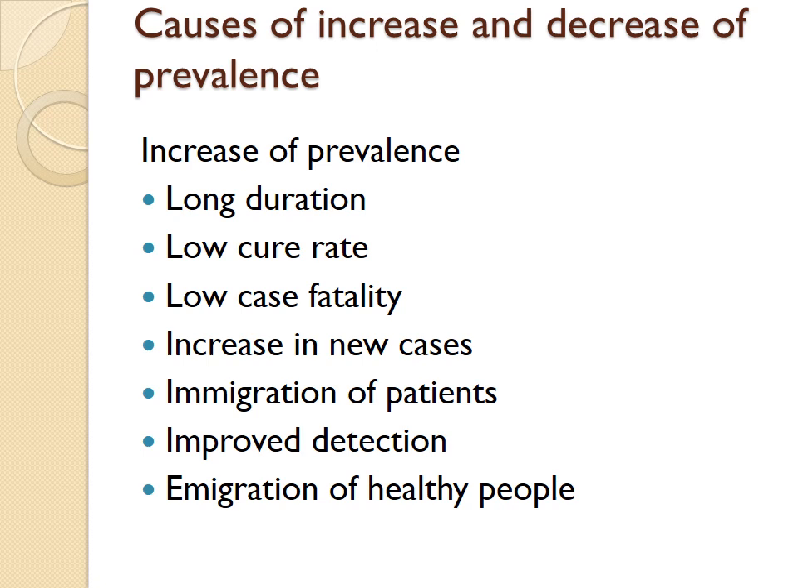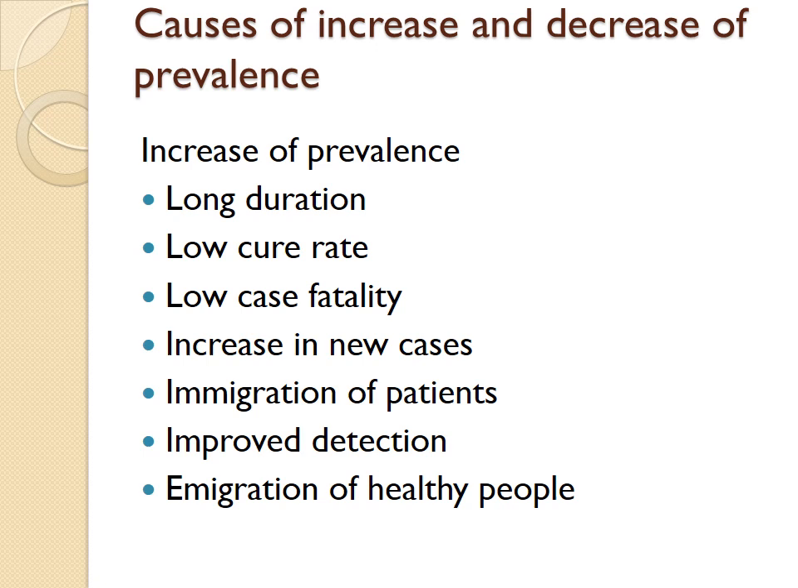Prevalence can be increased if a disease has a long duration or a low cure rate. So the number of diseased patients will accumulate and prevalence will increase. Or there will be low case fatality, that is, the number of deaths from the disease is low. Or there is an increase in new cases, that is, an increased number of incident cases; also there is an increase of prevalence.